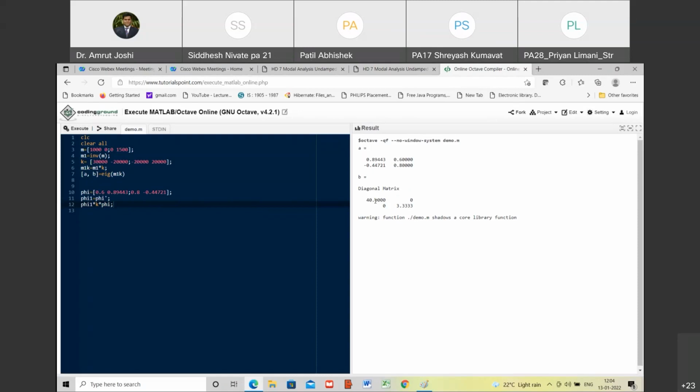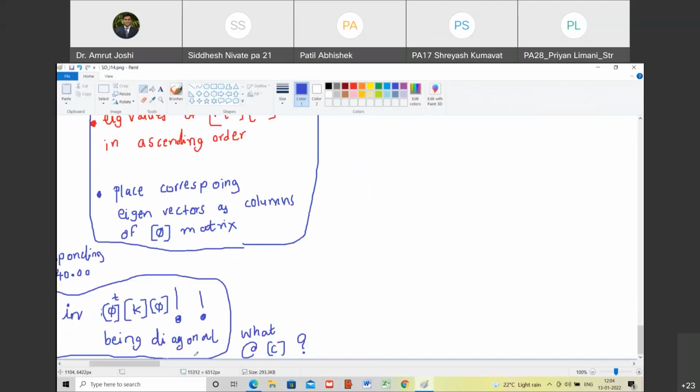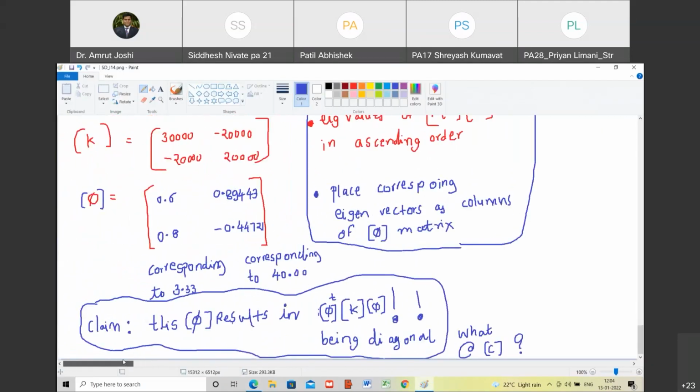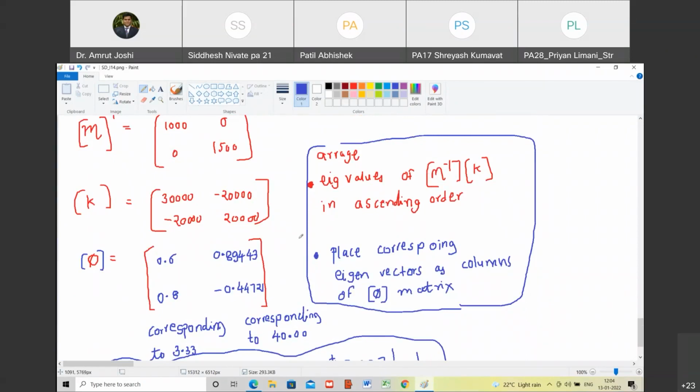Happy? Yes, sir. Now, the lowest eigenvalue is 3.333. Corresponding eigenvector is 0.6 and 0.8. Put that as the first column of phi matrix. Are you with me? Yes, sir. So which is the first eigenvalue? 3.33. Which eigenvector corresponds to it? 0.6 and 0.8. That will be the first column of phi matrix.